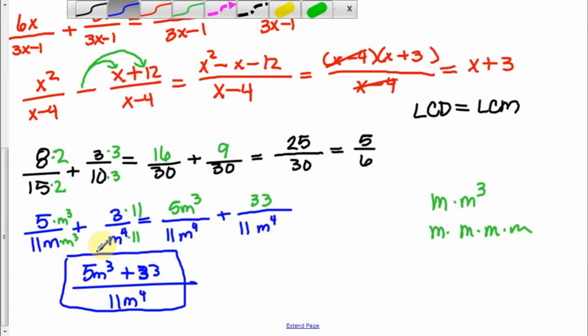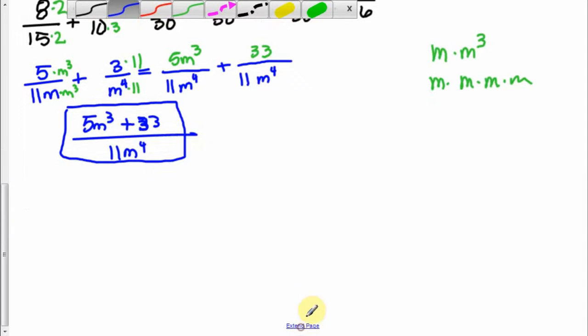All right, I'm going to give you one to do that's very similar to this one. 3 over 5k to the third plus 2 over k to the seventh.